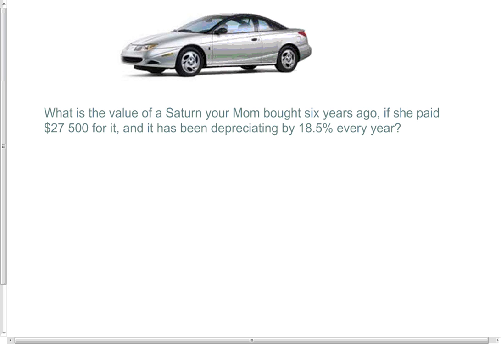What is the value of a Saturn that your mom bought, because your mom is cool, bought 6 years ago if she paid $27,500 for it, and it has been depreciating by 18.5% every year? What is the rate of increase? Oh, hold on a second. This one isn't increasing. It is decreasing. So we know that our graph is going to look like exponential decay. So we know that our rate of growth, if I can use that phrase, is a fraction. It is going to be less than 1.